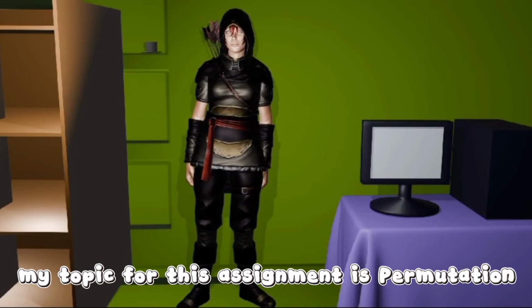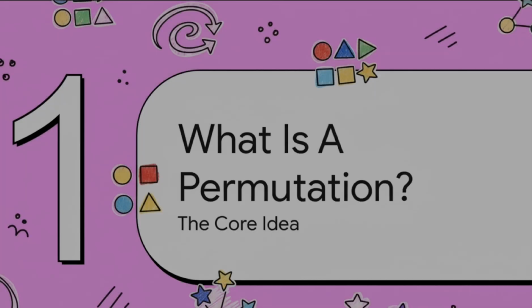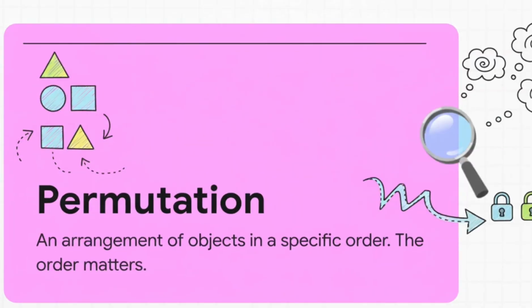My topic for this assignment is permutation. So, what is a permutation? Well, it's an arrangement of things in a specific order. And I want you to burn this next part into your brain. The order matters. That is everything. It's the absolute heart of what makes a permutation a permutation. So ABC is one thing, but ACB, that's a totally different arrangement. It's all about the sequence.